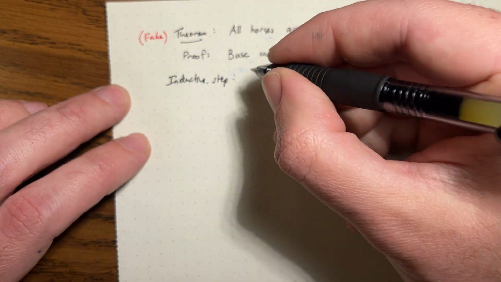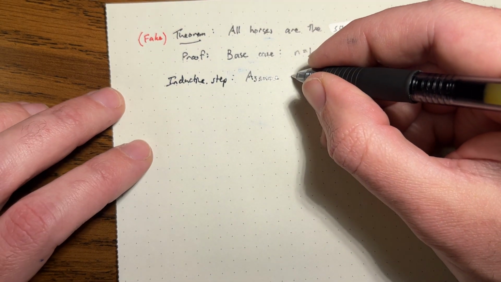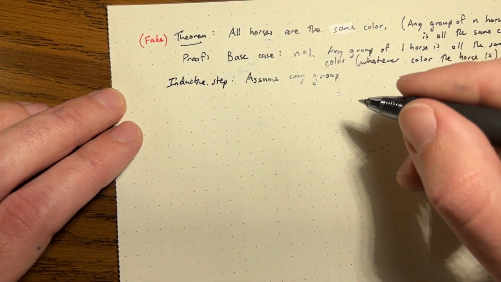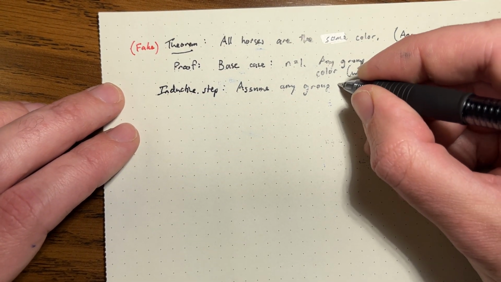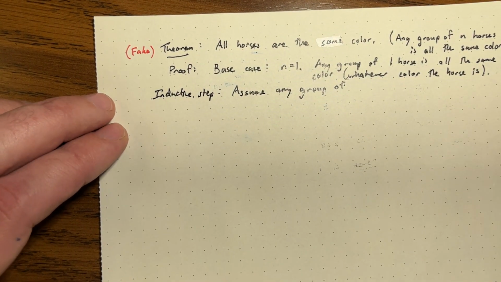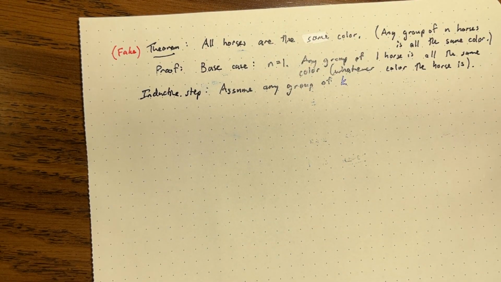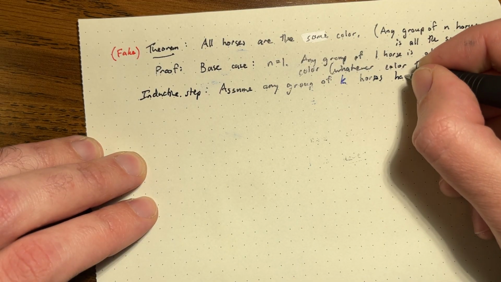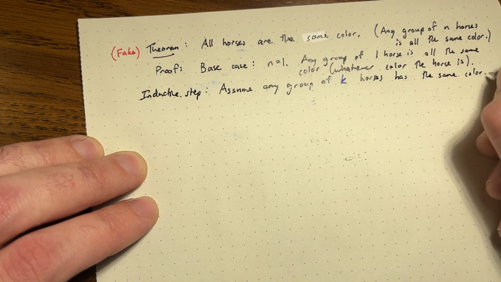We assume that a statement is true for k. So assume that any group, I'm not even going to need to use strong induction here. I'm just going to use usual weak induction, I guess that's what it's sometimes called. So any group of k horses has the same color. Great. Okay.